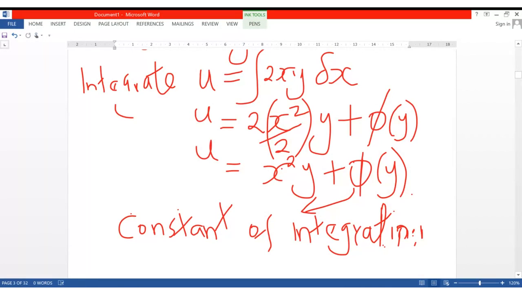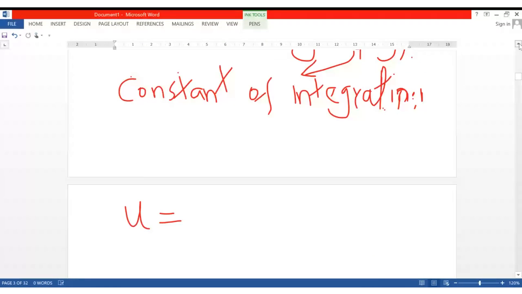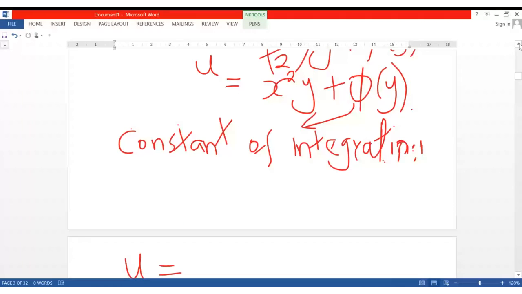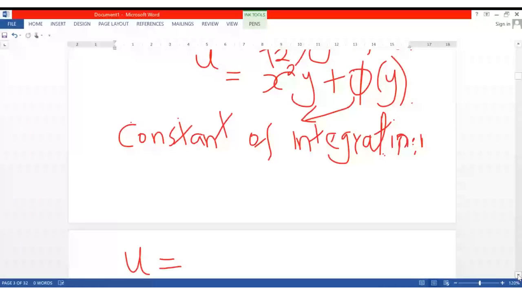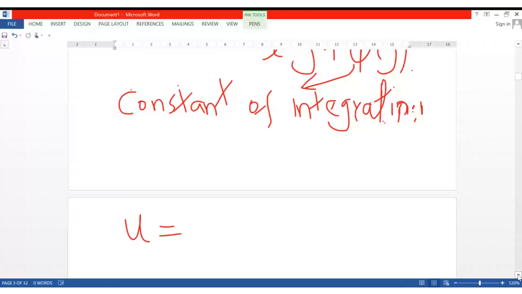Now after getting my u, remember I've integrated the partial u, getting x squared y plus phi.